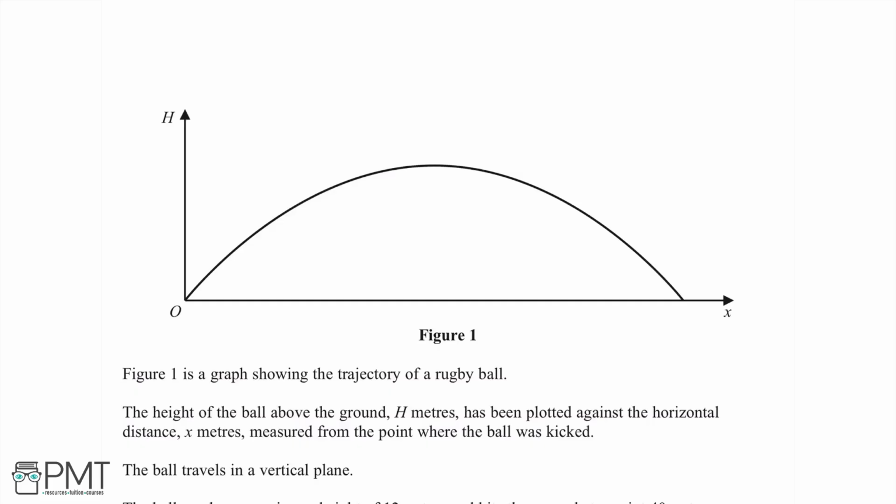So in this question, we're told that figure 1, this graph here, is a graph showing the trajectory of a rugby ball. The height of the ball above the ground, h meters, which is the y-axis here, has been plotted against a horizontal distance x meters, the x-axis here, measured from where the ball was kicked, which is the origin here. And the ball travels in a vertical plane, which tells us that this is just a two-dimensional problem.